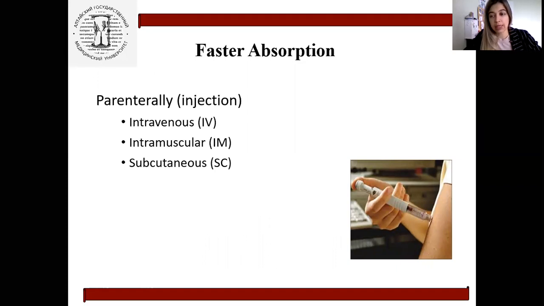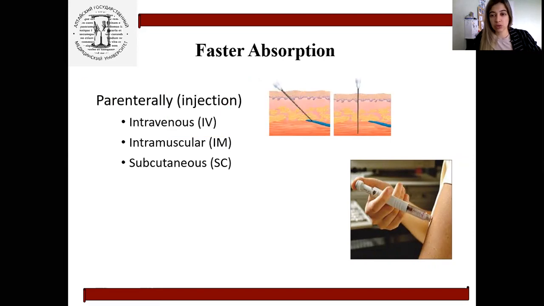Faster absorption we can get if we administer it parenterally, for example, by injection. Intravenous injection, intramuscular injection, and subcutaneous injections are the most popular. This is the intravenous injection, when you directly give the drug in the blood. This is the quickest, the fastest absorption. Even we don't have to absorb because the drug directly goes to the blood.